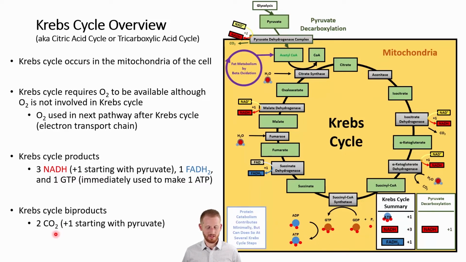And we also end up with 2 CO2 molecules being produced, one here and one here. A third one, again, if you're using glycolysis through pyruvate, the pyruvate decarboxylation, ending with this CO2 right here. So that would give you 3 CO2s if you're starting from the glycolysis angle into the Krebs cycle here.